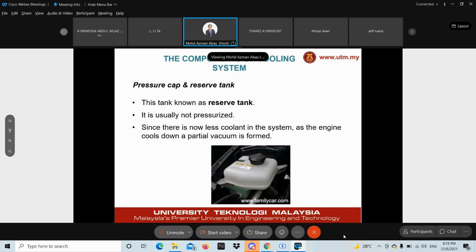And this is actually not pressurized, it is at atmospheric pressure. Since there is less coolant in the system, as the engine cools down, a partial vacuum is formed. Okay, so also there's a need for you to fill your expansion or reserve tank to a certain level, because you don't want to overfill the reserve tank, nor do you want to underfill the reserve tank. Okay, there's a reason why.